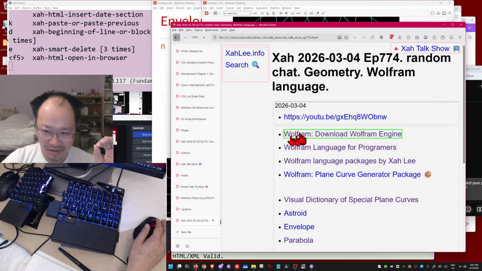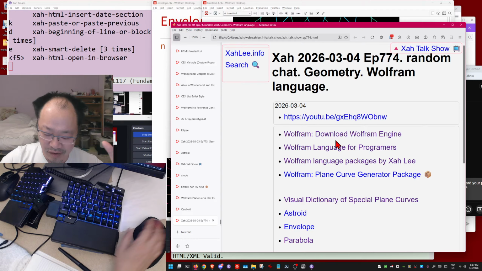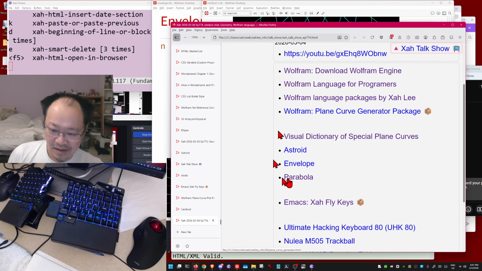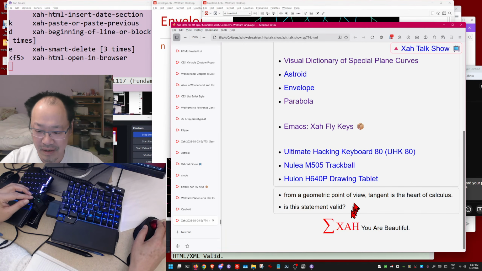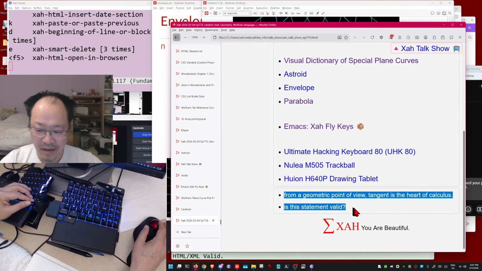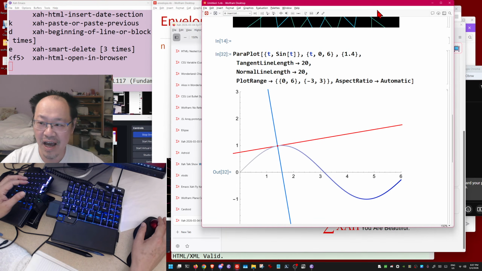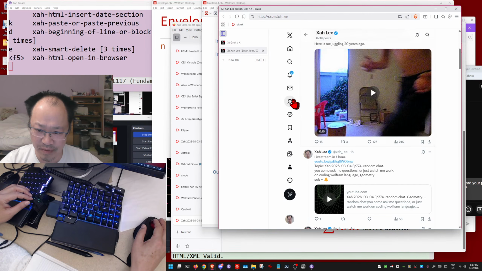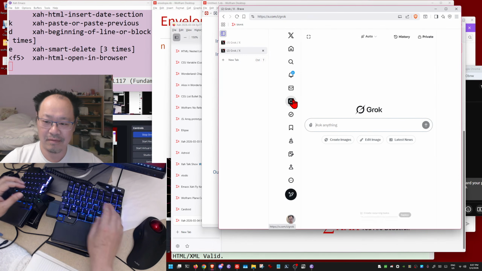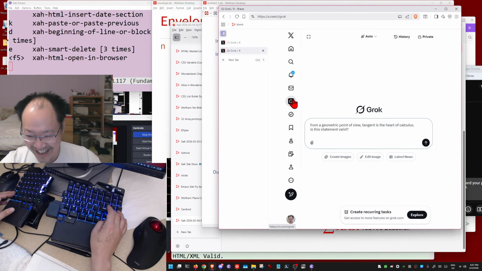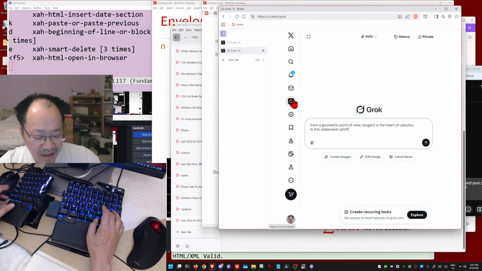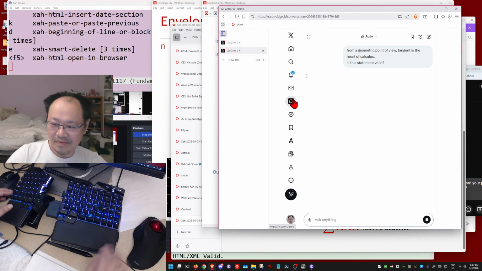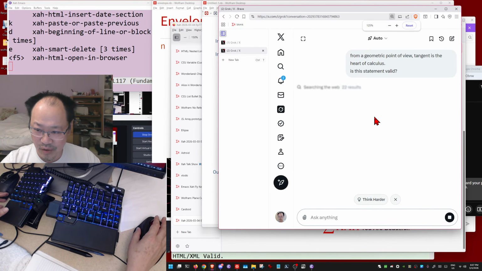Showing the browser. This page is today's talk show notes. Those are links we were talking about. So this is what we were doing right now. So let's ask Grok. AI, help me. I don't know anything. I'm a zoomer. From a geometric point of view, the tangent is the heart of calculus. Is this statement valid? Let's magnify, control magnify.